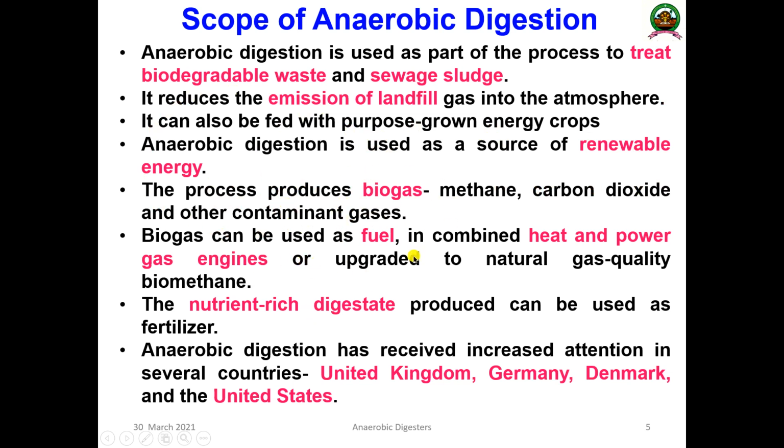And this biogas can be used as a fuel in combined heat and power gas engines, or upgraded to natural gas quality biomethane can be produced from this particular step. And along with this biogas, the nutrient rich digestate is produced and can be used as an excellent fertilizer.